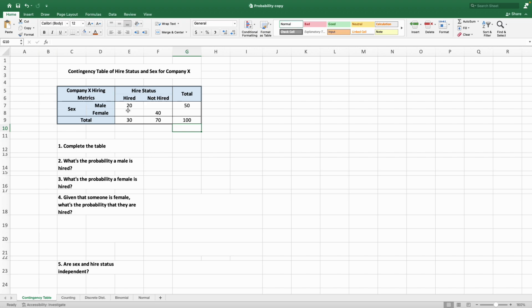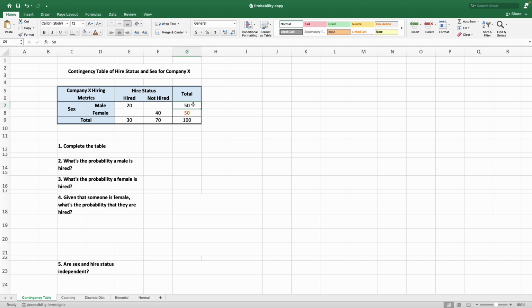So let's start. Here on our columns we have hired status, so we have hired and not hired, and then sex we have male and female, and then we've got our totals. So the first step is to complete the table. Let's start with our total row. If there are 100 total people, 50 of them are male, that means 50 of them must be female, because 50 and 50 make 100.